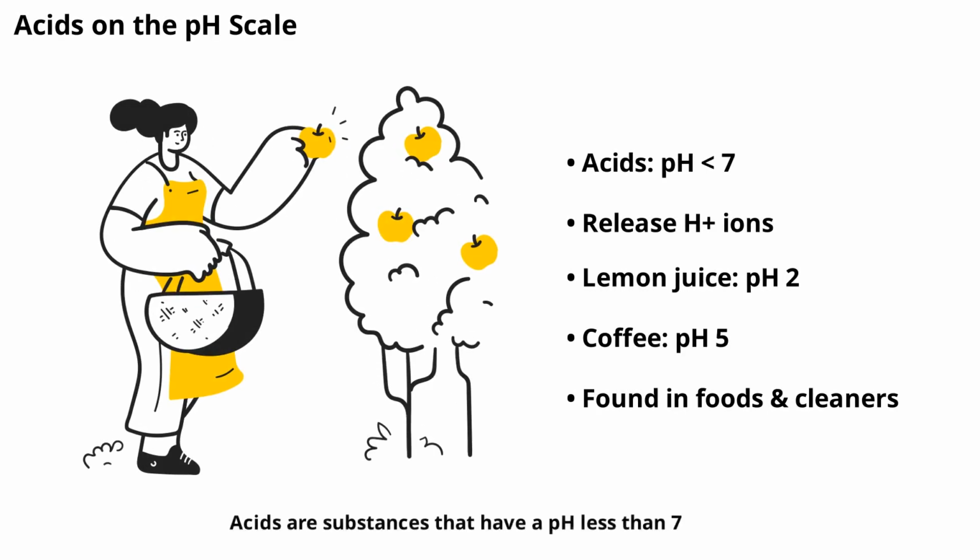Acids are substances that have a pH less than 7. They release hydrogen ions, H+, when dissolved in water. The lower the pH, the stronger the acid. For example, lemon juice has a pH around 2, making it quite acidic, while black coffee sits at about pH 5. Acids are common in foods, cleaning products, and even in our own stomachs, where gastric acid helps digest food. Understanding where acids fall on the pH scale helps us use them safely and effectively in daily life.